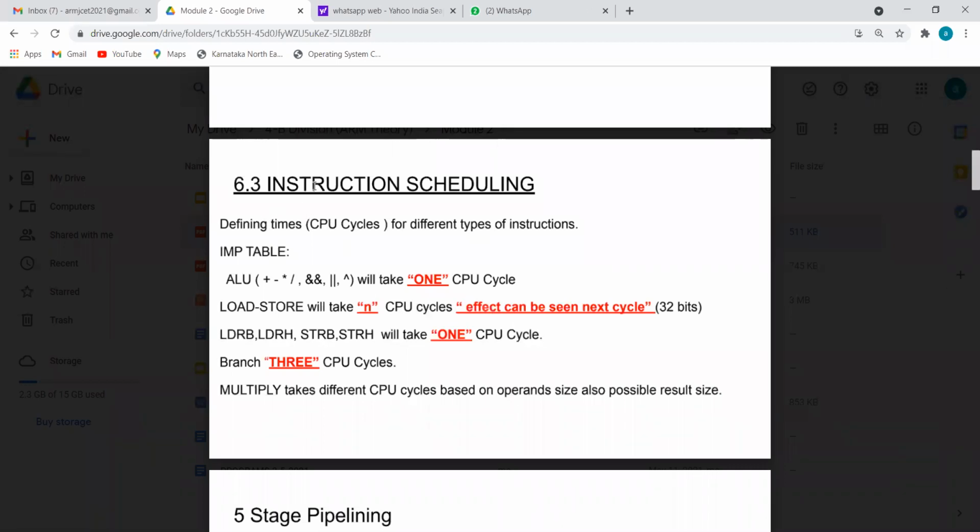Instruction scheduling means preparing a timetable. Instruction means one after another instruction. If I write one program, there are 10 instructions: one move, another multiply, another addition, subtraction. Those are called instructions. There is one special instruction called no operation, which is also an instruction.